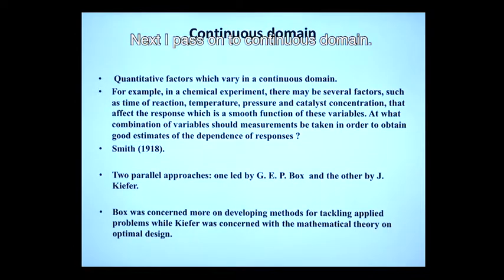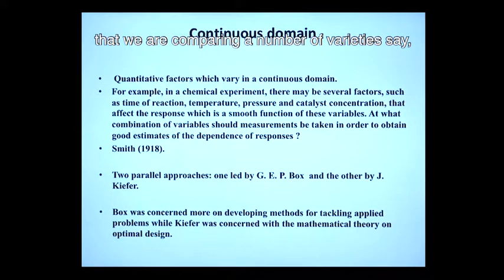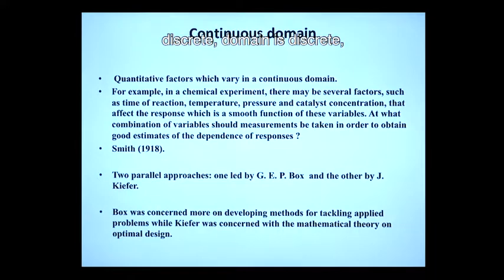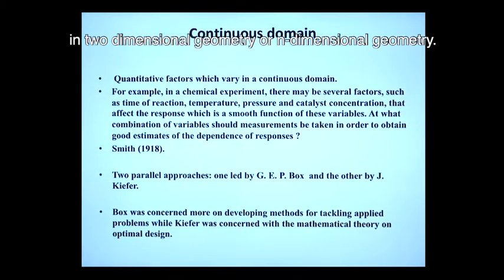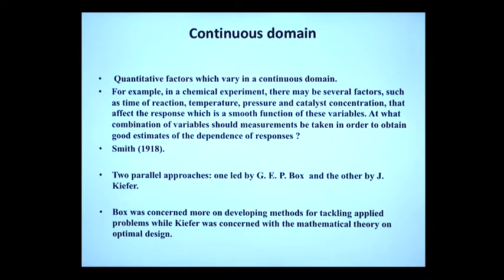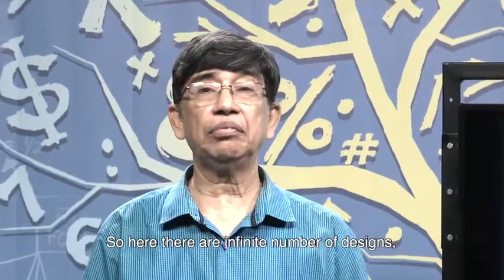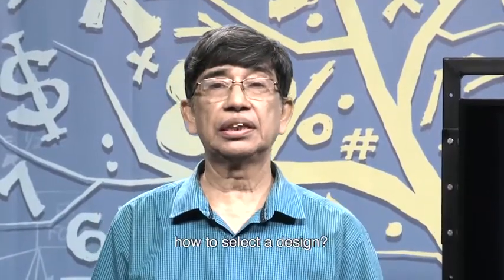Next, I pass on to the continuous domain. As I have said, the first one is discrete, where we are comparing a number of varieties. In the continuous domain, say the temperature varies in a continuous domain, pressure varies in a continuous domain. So, here the selection is that of a point in a 2-dimensional geometry or n-dimensional geometry. So, here there are infinite number of designs. How to select a design?